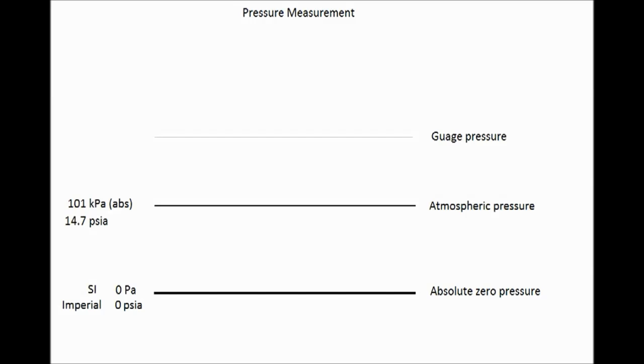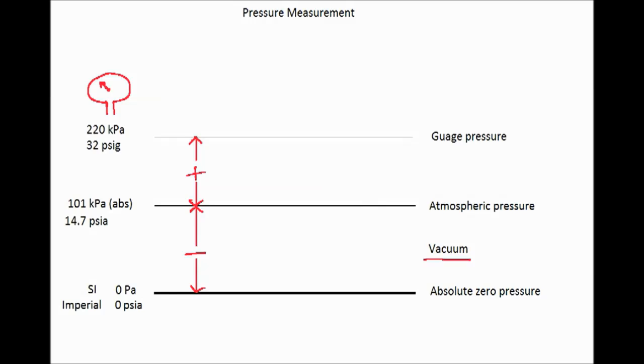Gauge pressure uses atmospheric pressure as a reference. You can have positive gauge pressure and negative gauge pressure. Vacuum is a better way to describe negative gauge pressure. Vacuum is the pressure below atmospheric pressure.